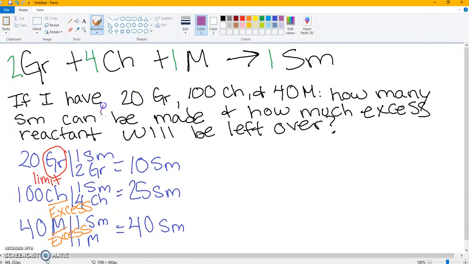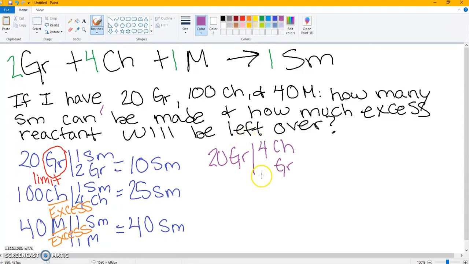Alright, so our second method is to go from our limiting reactant directly to excess reactant. So instead of using 10 s'mores, I'm going to use 20 graham crackers. And I can use these 20 graham crackers because I know that I'm going to use up all of my graham crackers. So it's going to tell me how many marshmallows and how much chocolate I need in order to use up all of those graham crackers. So I start with graham crackers, and I go from graham crackers to my excess. I'm going to do chocolate first, just like last time.